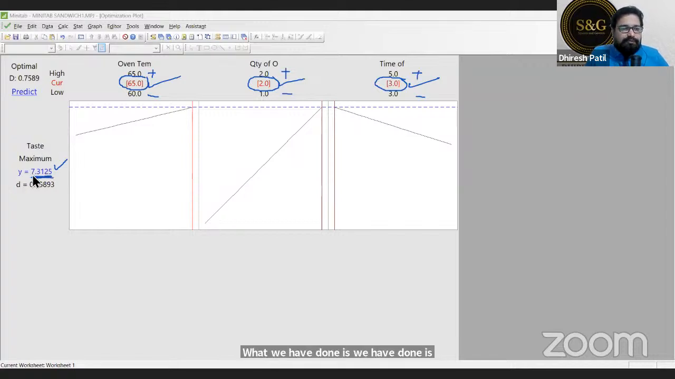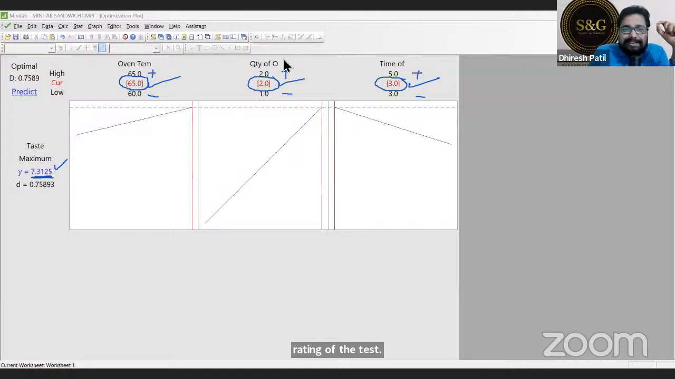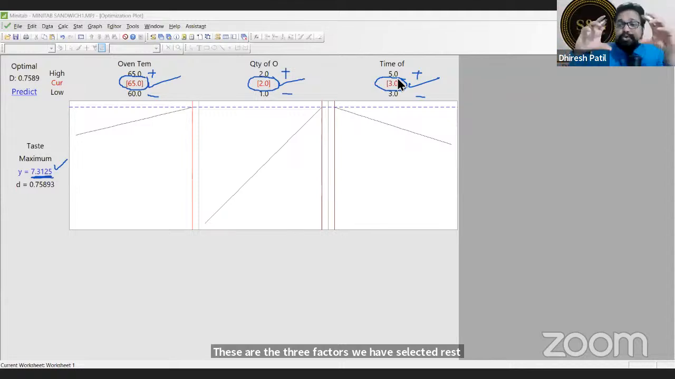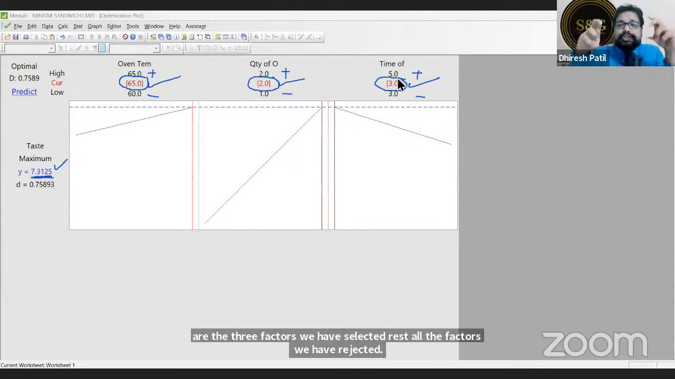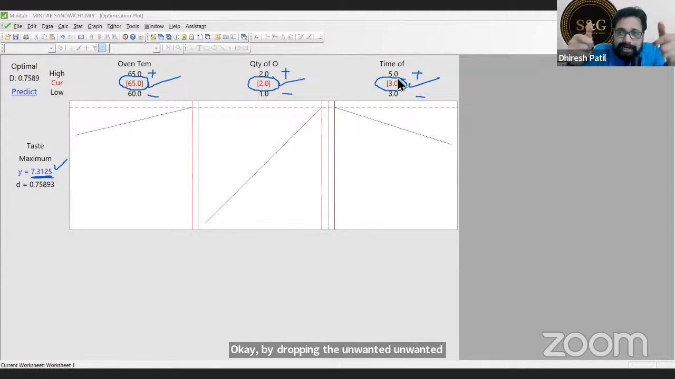for the test, this y is equal to 7.3. We want to maximize this. Actually, we want to achieve, let's say, 10. But with the setting, whatever we are getting, we can maximum go to an average 7.3 rating of the test. Clear? Yes? Fantastic. Now, these are the three factors we have selected. Rest all the factors we have rejected. So we have reduced our model. It is called model reduction. By dropping the unwanted terms, we have reduced the model.